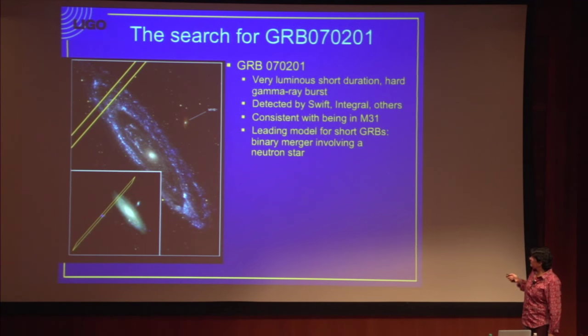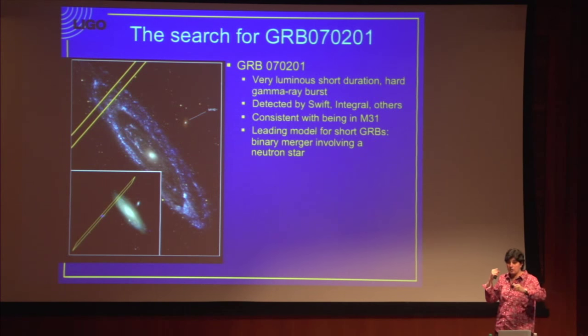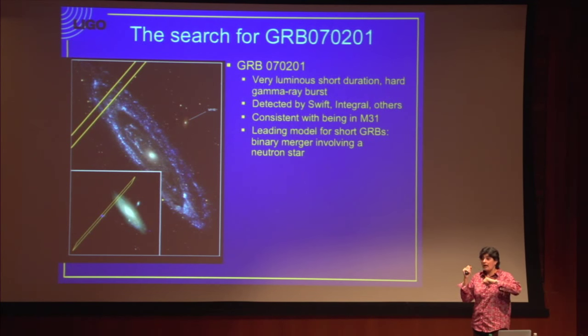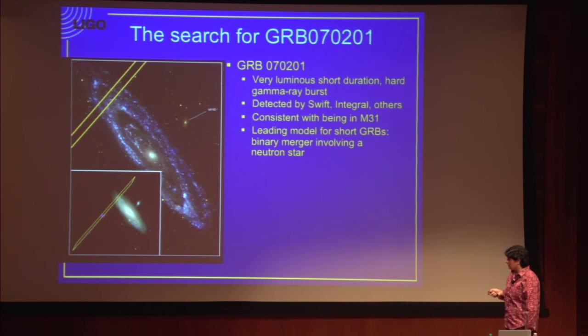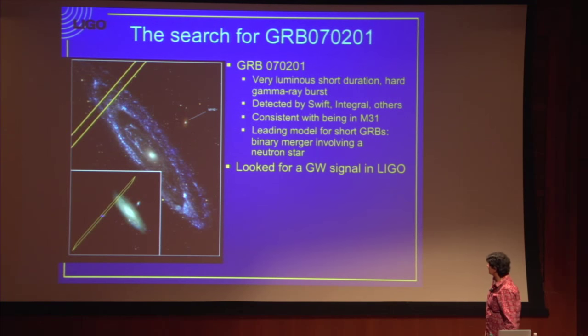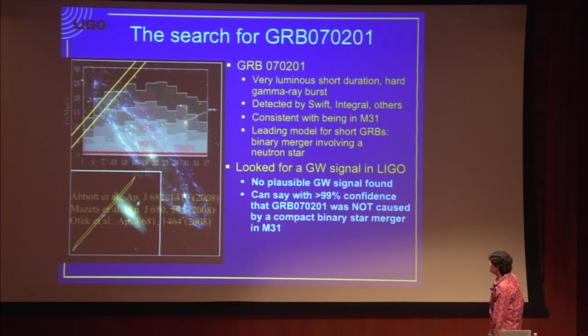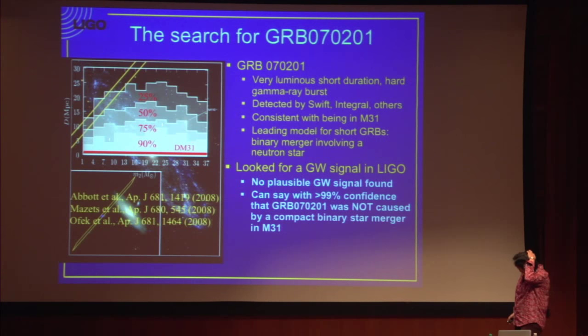Now, it turns out that the leading model for these short duration, very hard spectrum gamma ray bursts is believed to be that these are the mergers of binary neutron star or black hole systems. So the idea is that these same systems, like the Hulse-Taylor binary system, towards the end of their lives, when they merge, are giving off this intense gamma radiation. LIGO was on the air at the time that this gamma ray burst occurred; both LIGO detectors were. So we, of course, looked for a signal with the LIGO detectors, and we found actually no plausible signal. And what that allowed us to say with greater than 99% confidence was that this particular gamma ray burst was not caused by a compact binary star merger in M31.